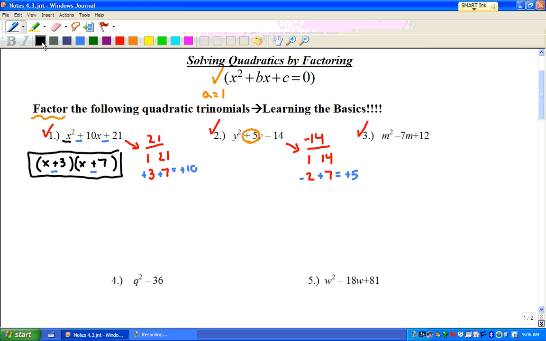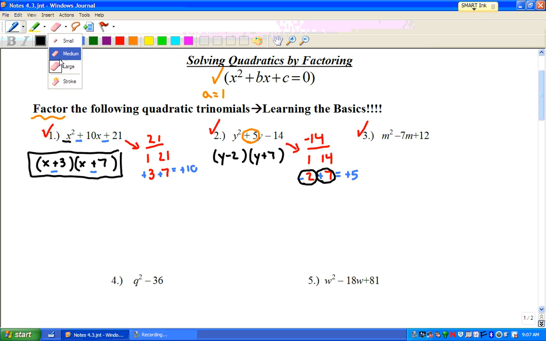So now what we're going to do is break this one into my two binomials. I'm going to break up my y squared into y and y. And now I'm just going to take this first factor and put it in parentheses, and I'm going to take this second factor right here and put it inside the parentheses. So in this one, when you factor it, you end up with y minus 2 times y plus 7. Now you'll notice what happened in this one.